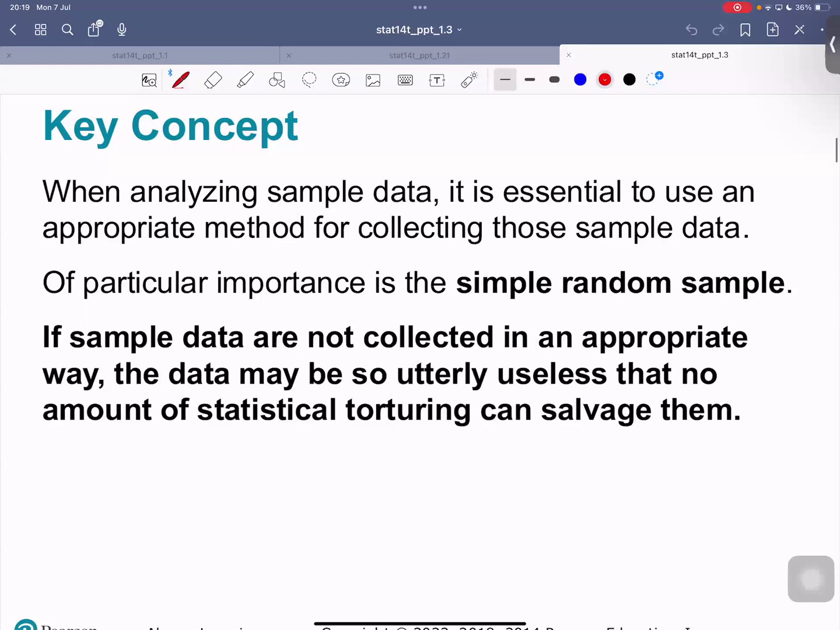When analyzing sample data, it is essential to use an appropriate method for collecting those sample data. Of particular importance is the simple random sample. If sample data are not collected in an appropriate way, the data may be so utterly useless that no amount of statistical torturing can salvage them.